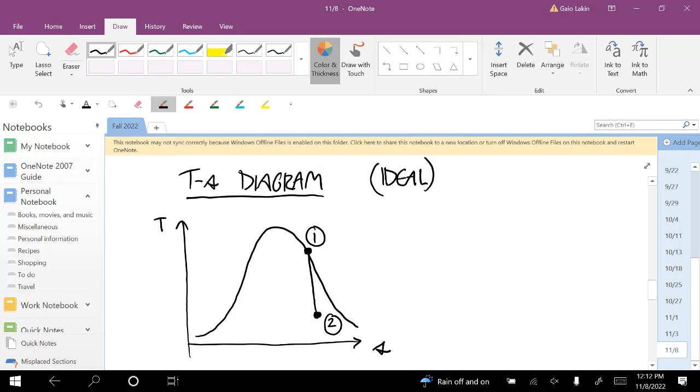So after the turbine, this is a mix of saturated vapor and saturated liquid. And then in the condenser, we go from this mix of a saturated vapor and saturated liquid to a full saturated liquid. So that's state three.